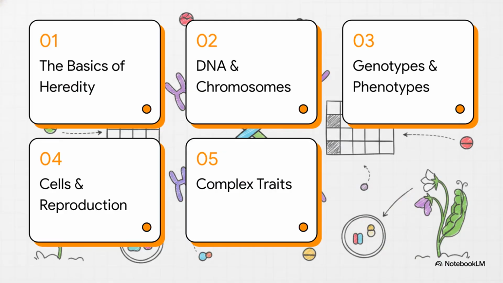Here's our quick roadmap for today. 1. The basics of heredity. 2. DNA, genes, and chromosomes. 3. Genotypes, phenotypes, and crosses. 4. Cells, reproduction, and mutation. And 5. Complex traits and disorders.